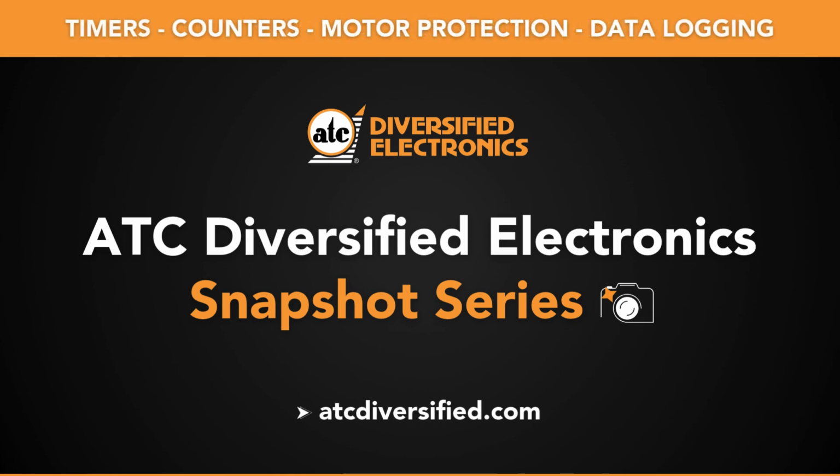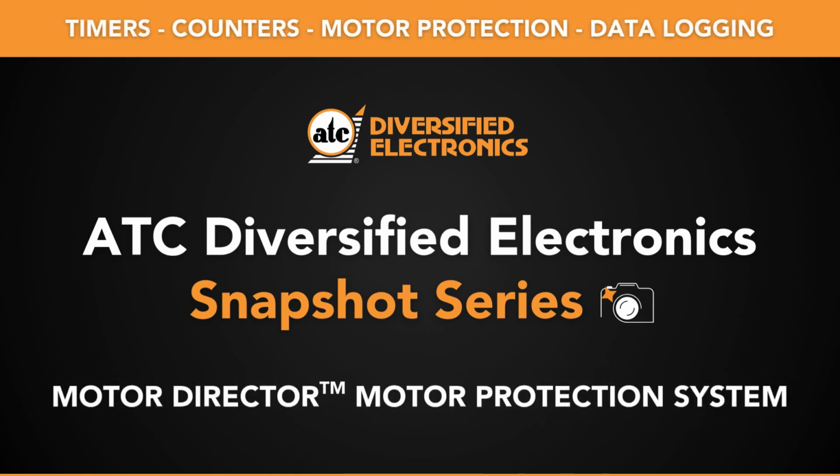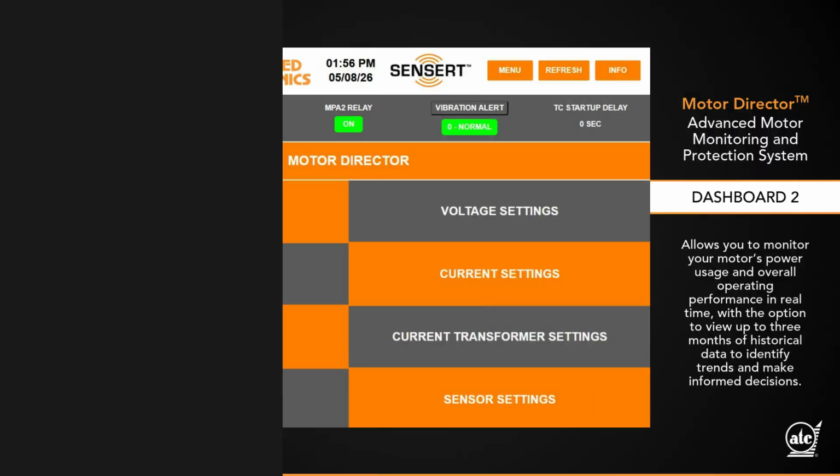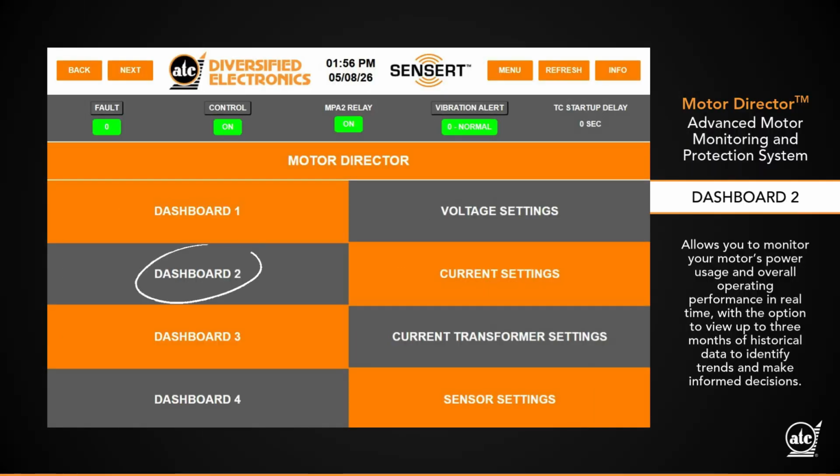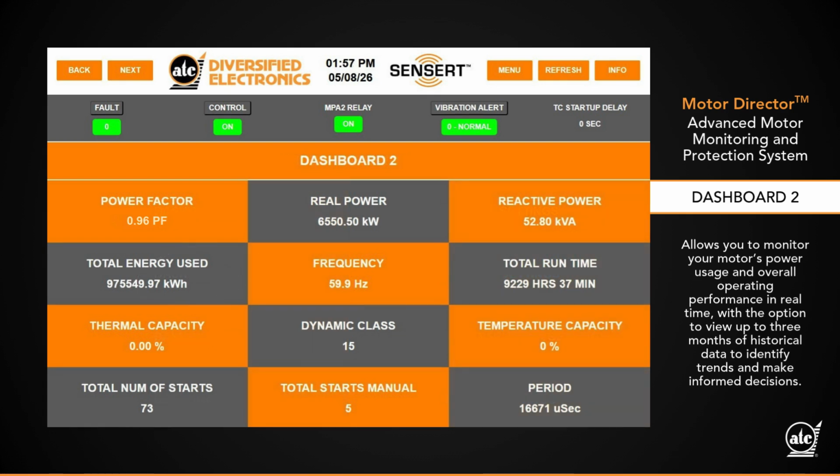For this edition, we're diving into our Motor Director motor monitoring and protection system. In this video, we're going to take a look at Dashboard 2 in Motor Director. This dashboard provides deeper insight into your motor's power usage, performance, and overall operating condition. Starting at the top, you'll see several key power-related metrics.